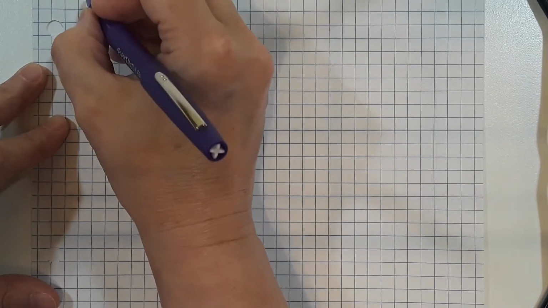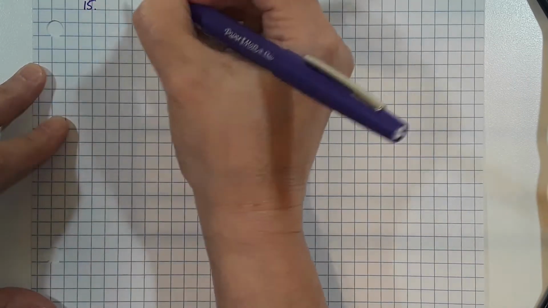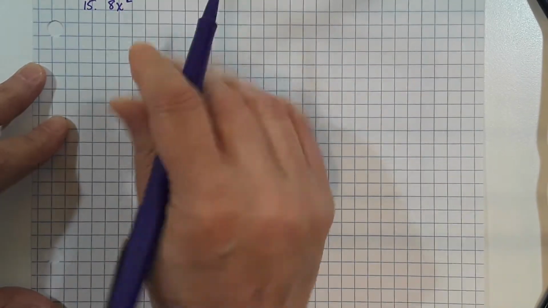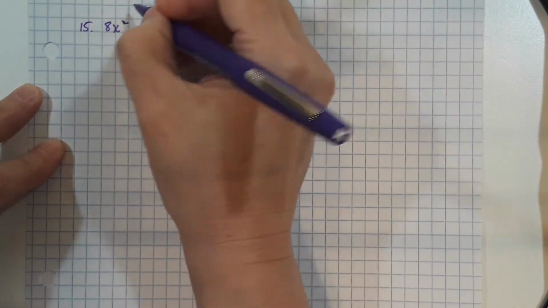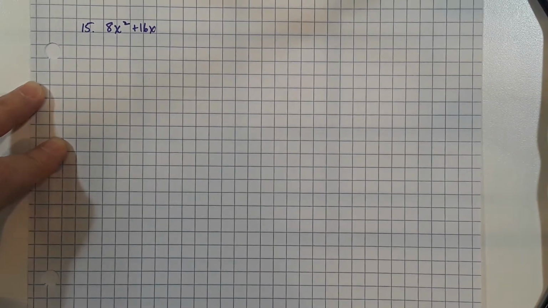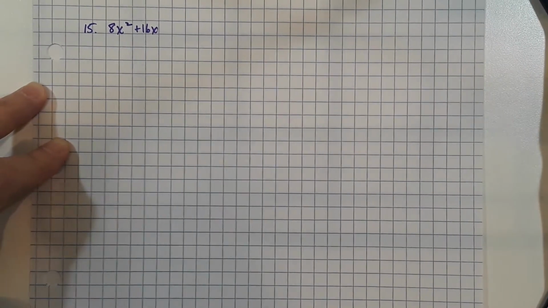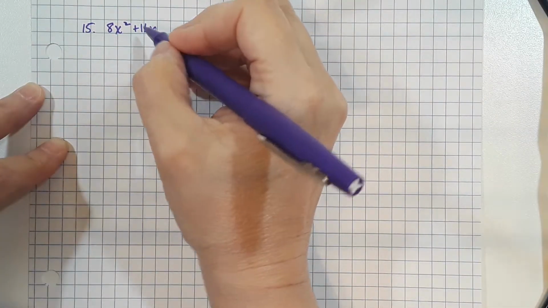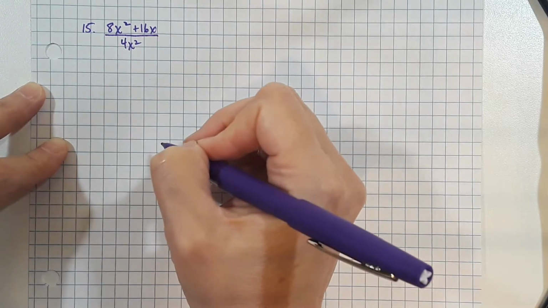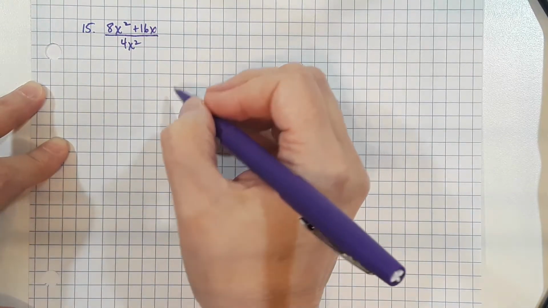Okay, this is the first set of 0.5 problems. Again, this is working with rational expressions. So for my first problem here, I have 8x squared plus 16x all over 4x squared. Okay, and I need to reduce this to lowest terms.